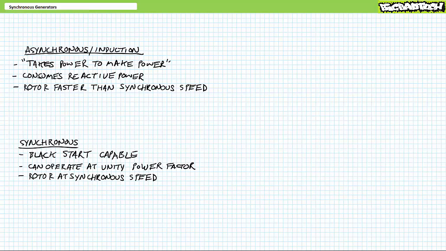This lecture is limited in scope to synchronous generators in unloaded, isolated conditions and does not discuss how generators react to different load conditions nor generator synchronization. We'll explore loaded synchronous generators and generator synchronization in greater detail in later lectures.